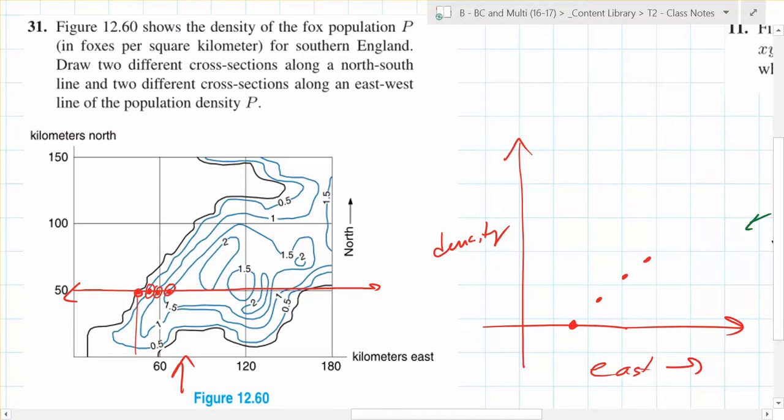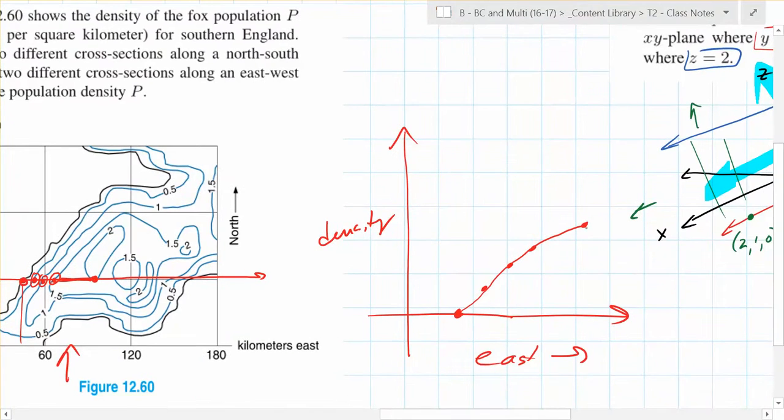And then what does it do? It goes to 2, but you see this distance right here? That's bigger, so it flattens out a little bit, right? So it's something like this, it flattens out, right? And then what does it do? It goes down to 1.5, right? Stays there for a little bit.